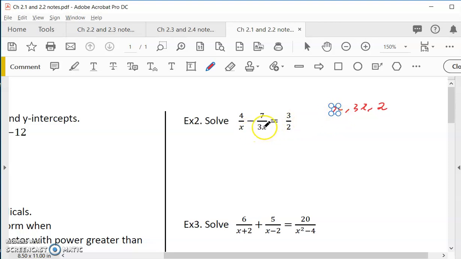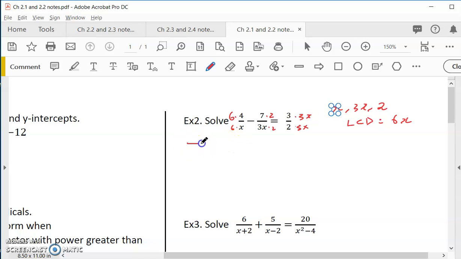I have 3x and I have 2. So the LCD would be what? 6x. There's two ways to do it. You can multiply both sides by 6x, or you can change all of them to 6x. So I'm going to change them to 6x. So it's times 6, times 6. How do I make this 6x? Times 2, times 2. How do I make this one 6x? Times 3x, times 3x, right?